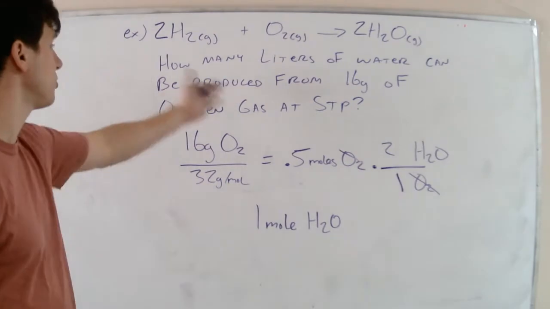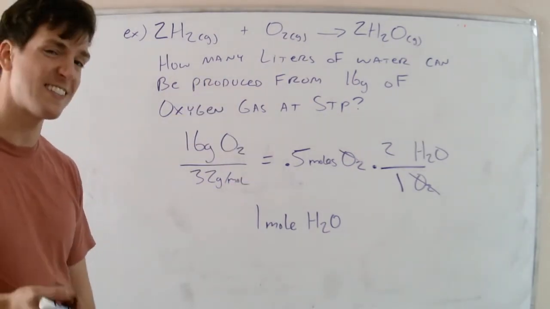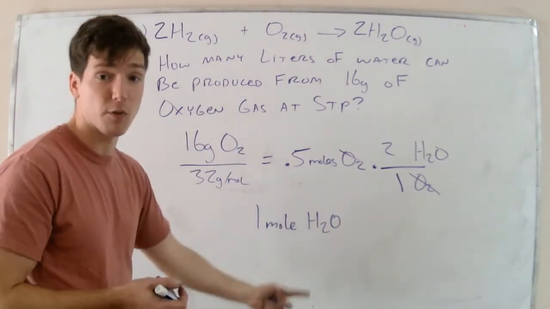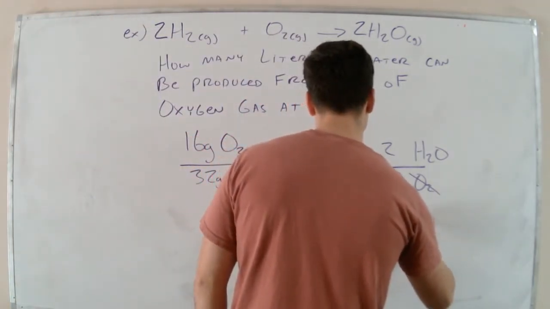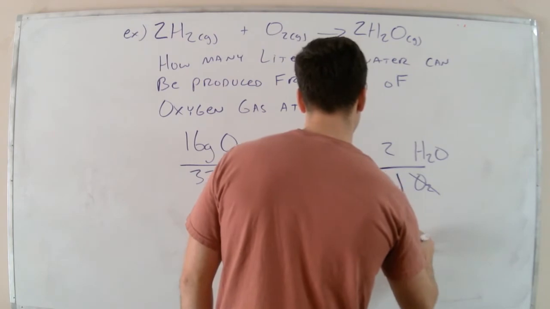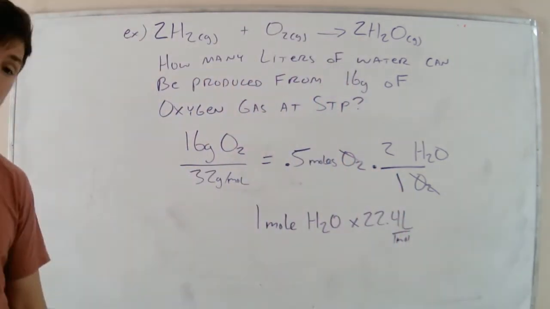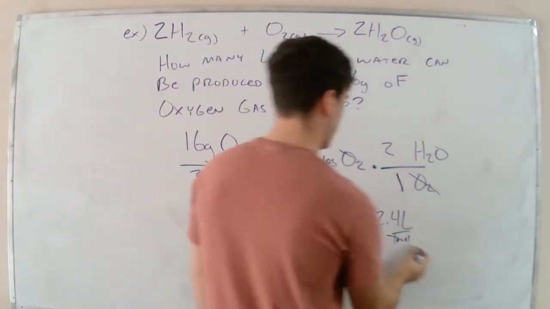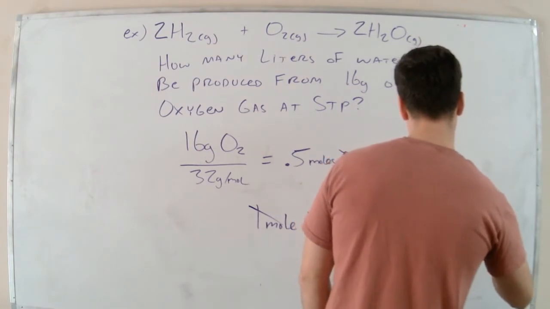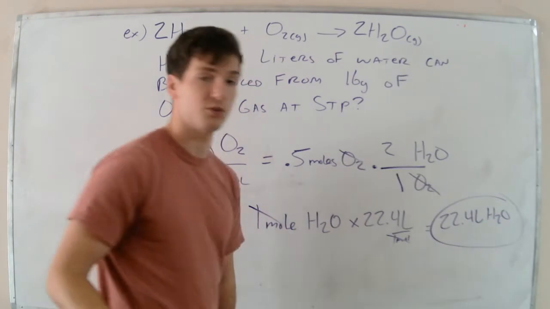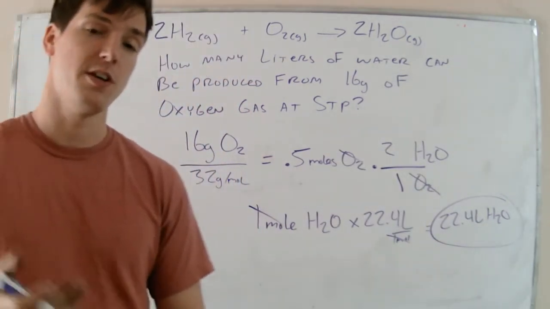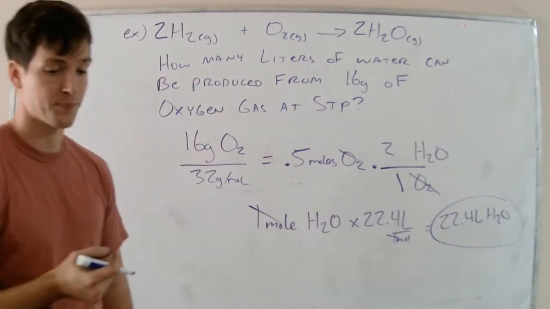So all we got to do is change this to liters, and since it's at STP, we know that to go from moles to liters, we just multiply by 22.4. Because at STP, for every 1 mole of gas we have, there's 22.4 liters of it. So that 16 grams of oxygen gas is going to produce 22.4 liters of H2O.